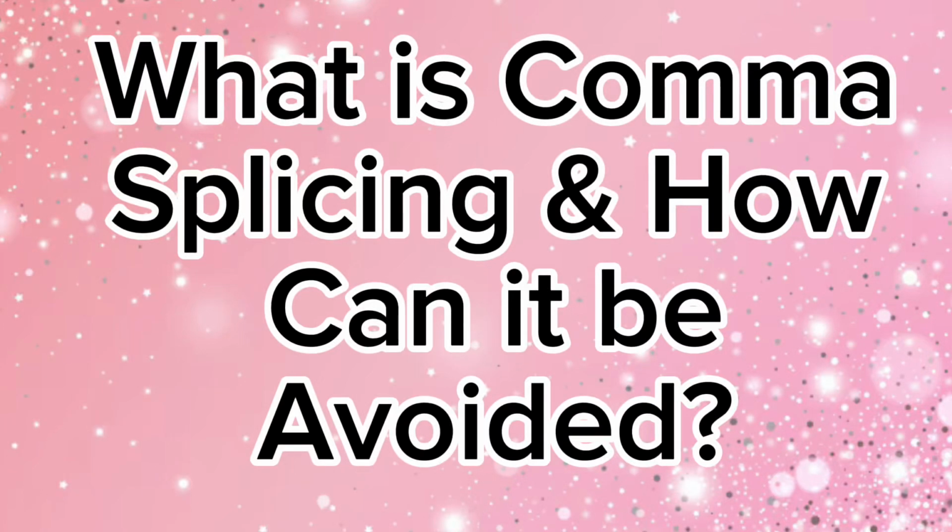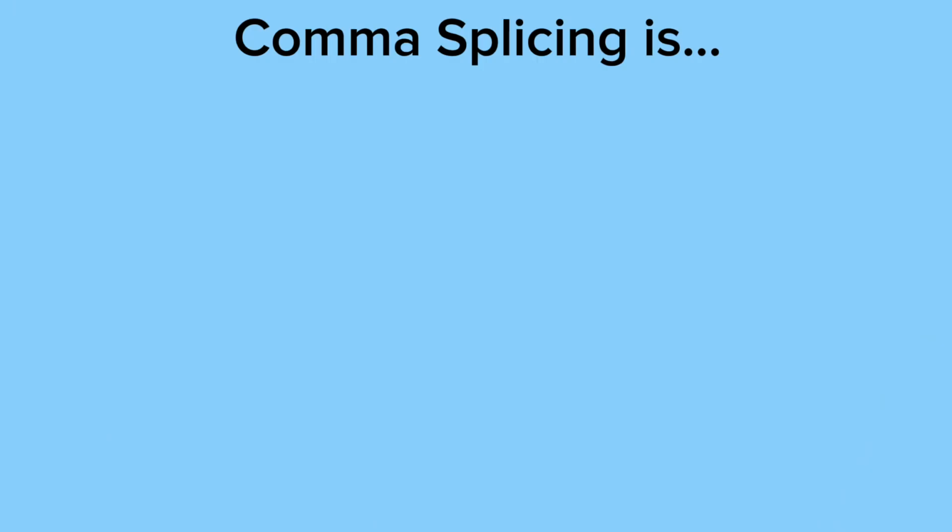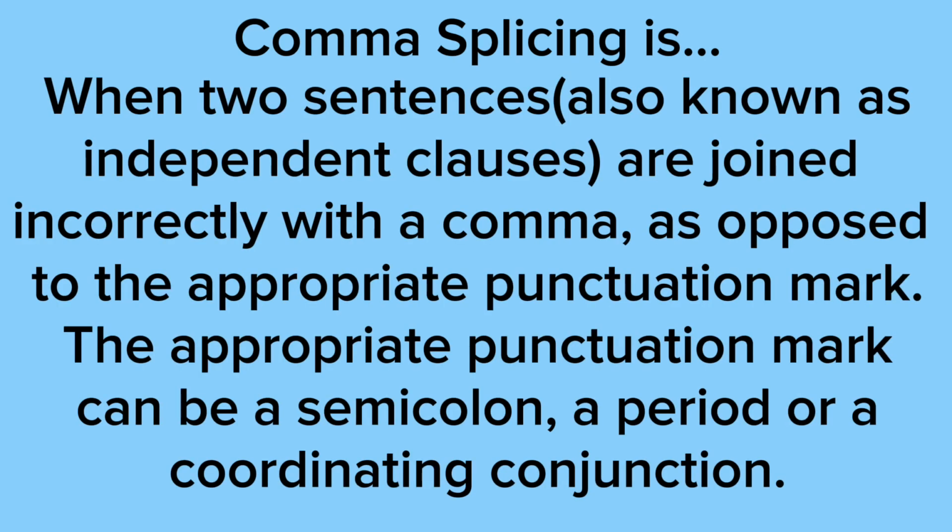So today's video is: what is comma splicing and how can it be avoided? For starters, comma splicing is when two sentences, also known as independent clauses, are joined incorrectly with a comma, as opposed to the appropriate punctuation mark. The appropriate punctuation mark can be a semicolon, a period, or a coordinating conjunction, and we'll discuss all of those.